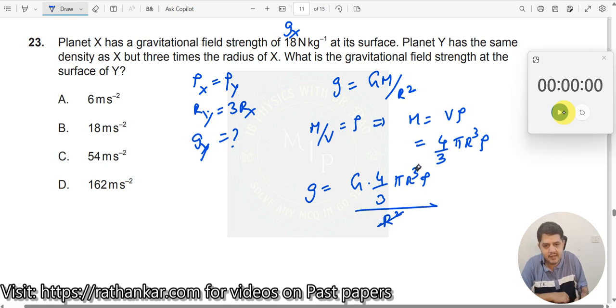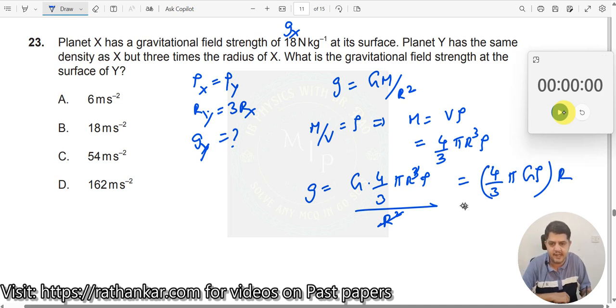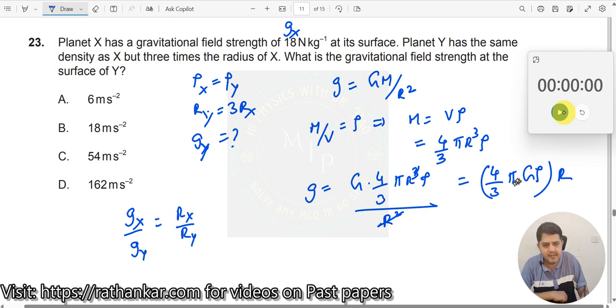So this goes away and this cube goes away. So what am I left with? 4 by 3 pi G rho multiplied by r. All these are constant, so I put it inside a bracket over here. So what is it we have inferred? g is proportional to r, right? Which means gx by gy will now be equal to rx divided by ry, because this will cancel.